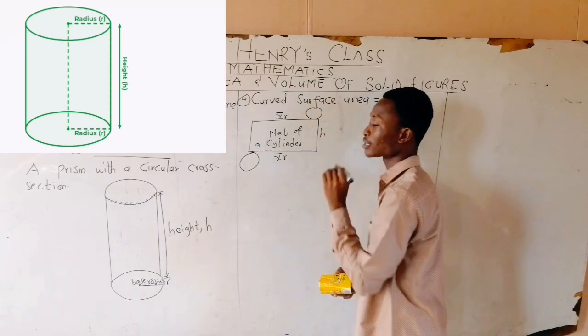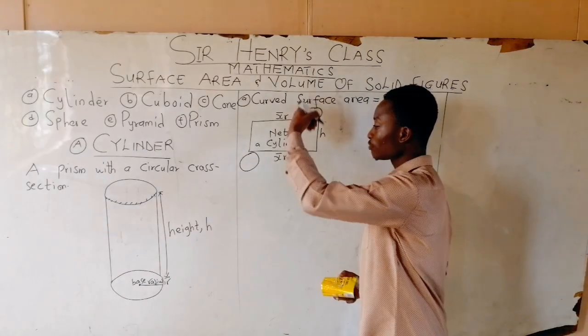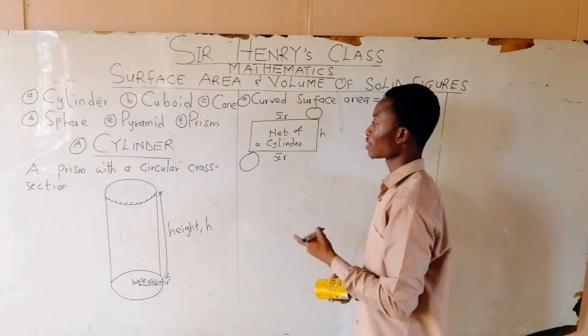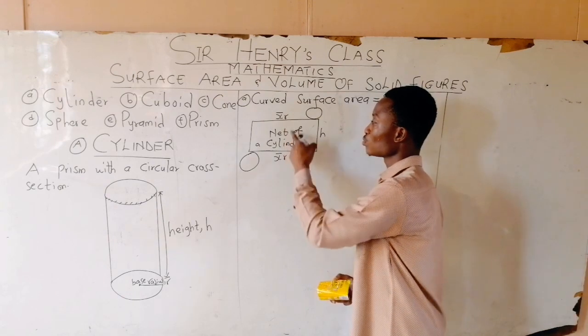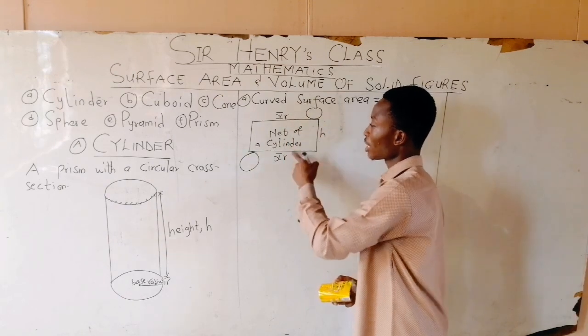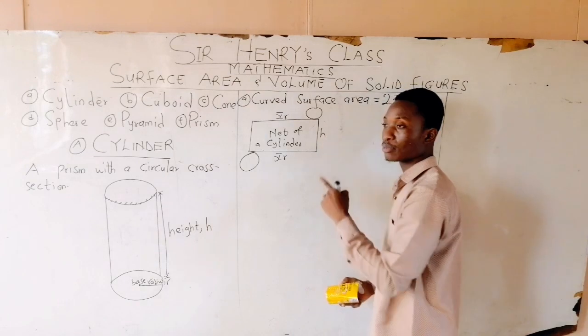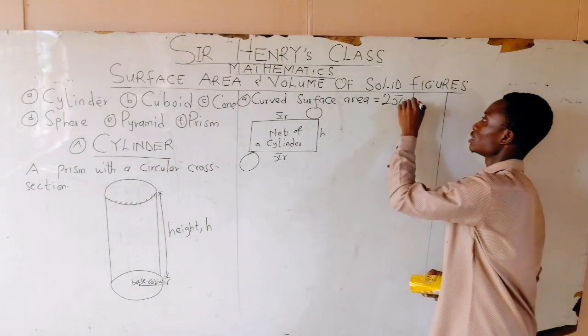This side is your height. Good. So how do you find the curved surface here? Add the two curved sides together, multiply by the height. So I add h to this.